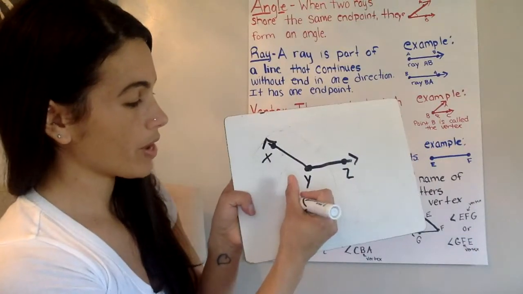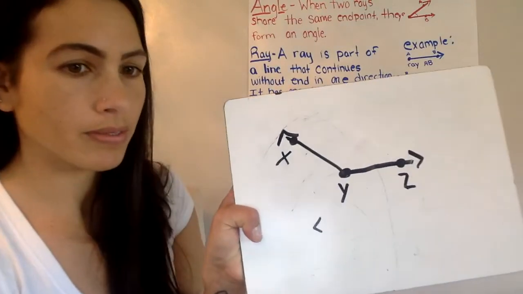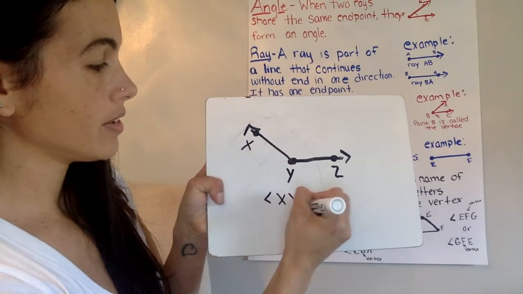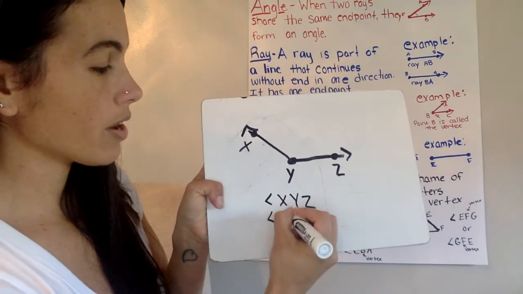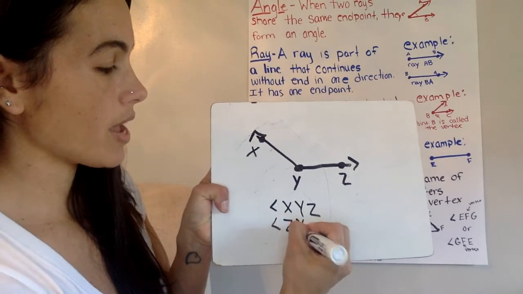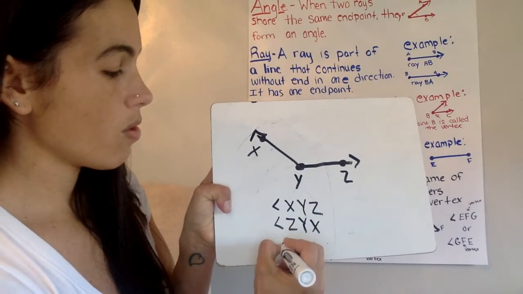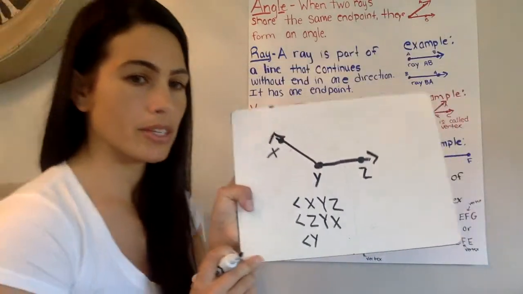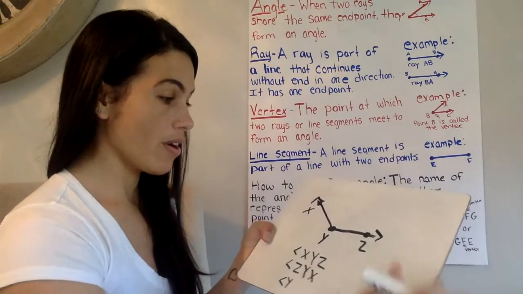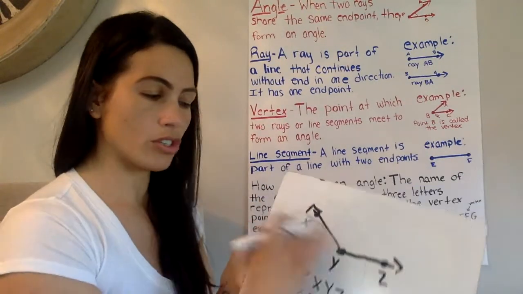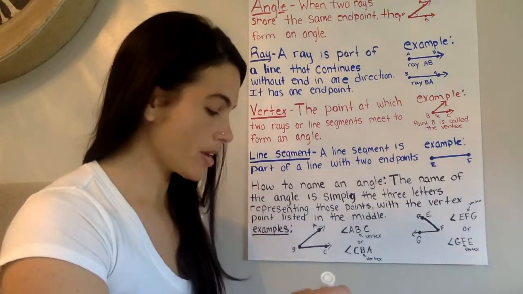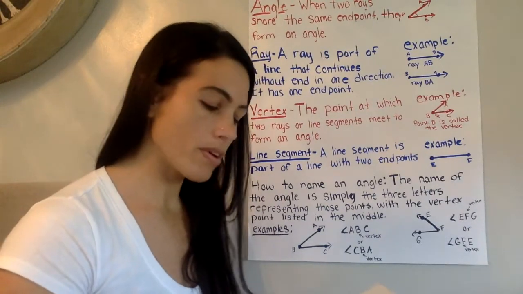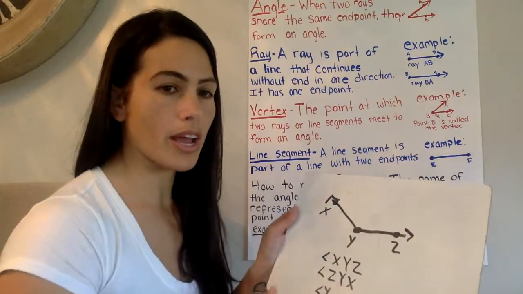So you're going to write the little angle symbol first, and you could do X, Y, Z, or Z, Y, X, or you can just write Y. So there's three ways to write it. Now, this is easy just looking at these, but it's super important because I'm going to attach a video and you're going to see why you're going to need to know these letters for the angles.